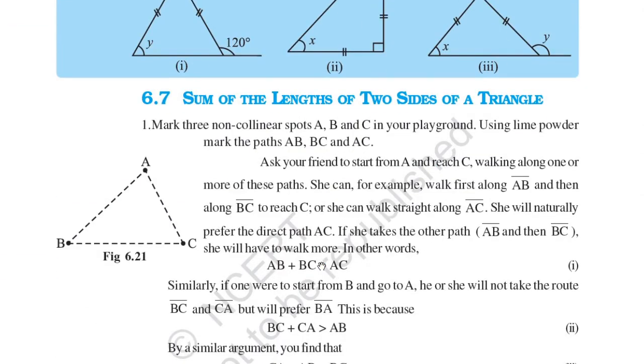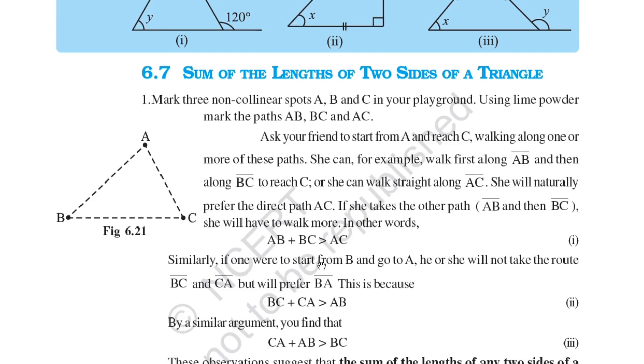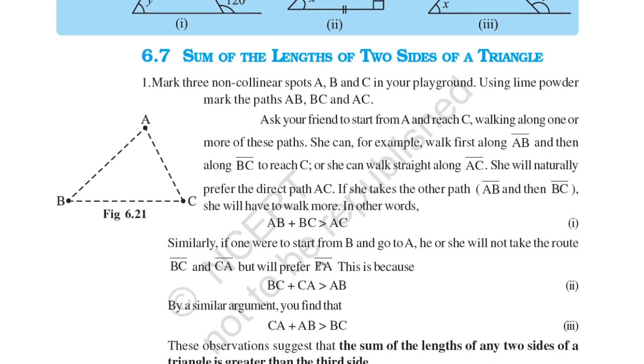6.7, sum of the lengths of two sides of a triangle. Mark three non-collinear spots A, B and C in your playground. Using lime powder, mark the paths AB, BC and AC. Ask your friend to start from A and reach C, walking along one or more of these paths.